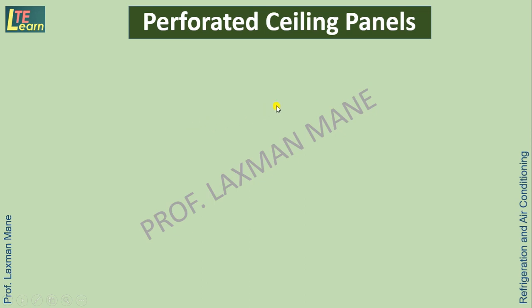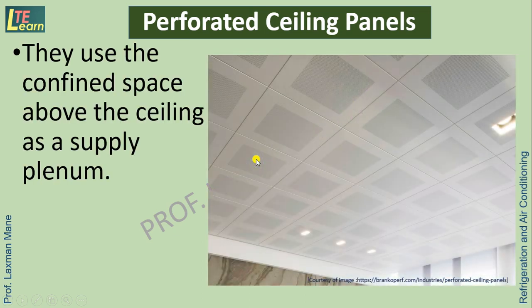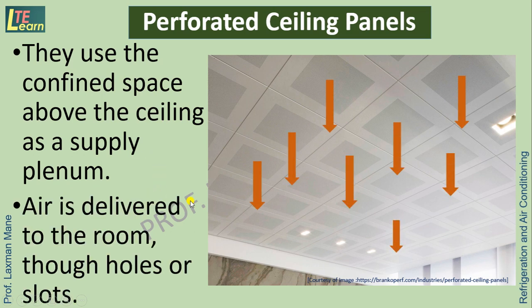Perforated ceiling panels. They use the confined space above the ceiling as a supply plenum. Air is delivered to the room through holes or slots.